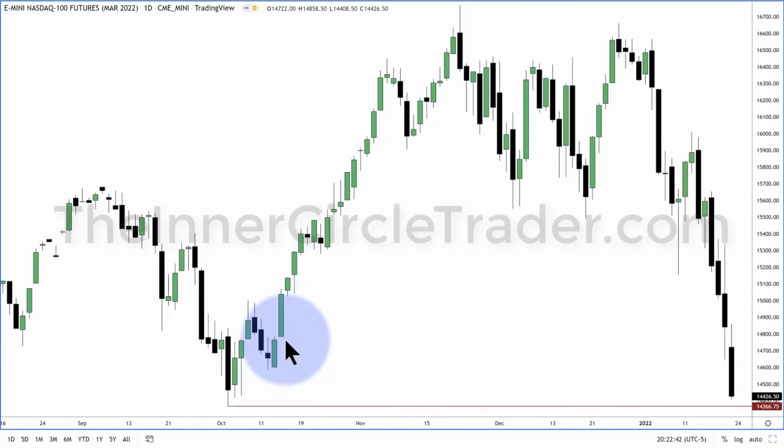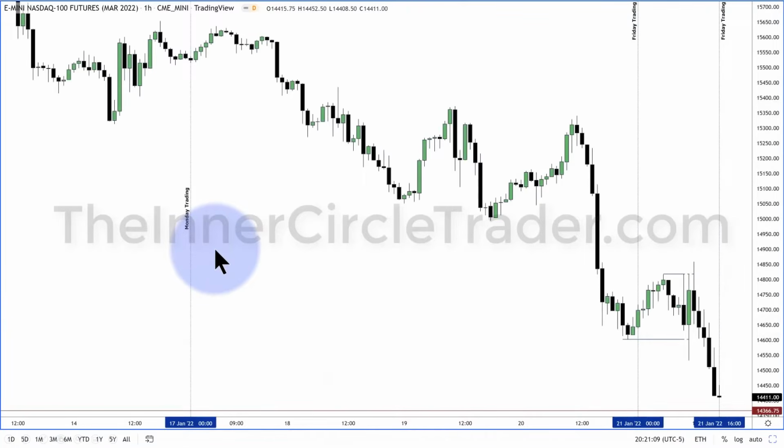So we're looking for lower prices. We're looking for an expansion. We're looking at the daily chart. And we're going to drop down into the hourly chart. Okay, now what I have here is a framework for looking at the weekly range on an hourly chart.